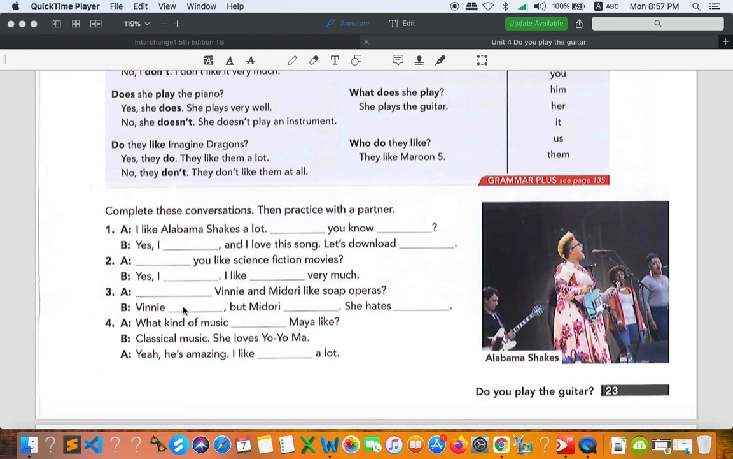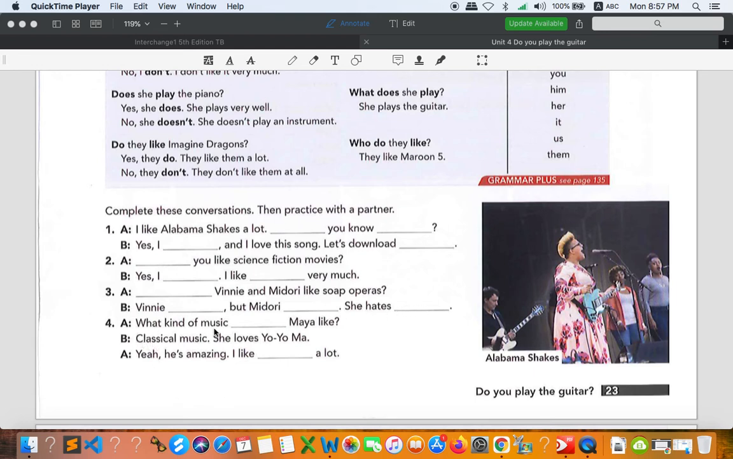Now Vinny likes. You can say Vinny does, but okay, Midori doesn't. She hates what? She hates soap operas. So she hates them. Okay. Again, do Vinny and Midori like soap operas? Vinny does, but Midori doesn't. She hates them. Okay. Let's go to number four.